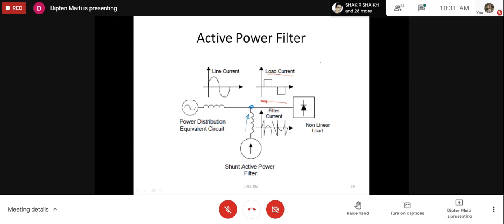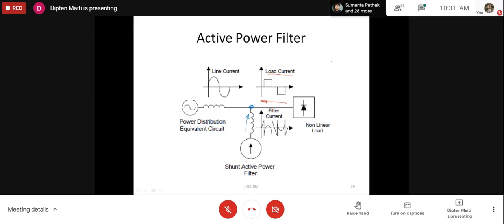So by using an active power filter, we can supply the harmonics generated by the nonlinear load. Here we are compensating instead of bypassing. If we compensate this way, we can make the line current much more or less sinusoidal, though it depends upon the efficiency or the topology of the active power filter. As this is connected here in parallel, it is called a shunt active power filter.